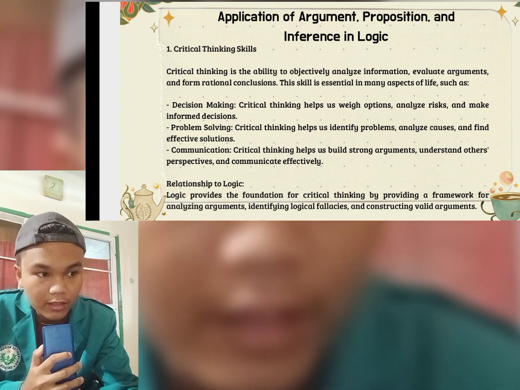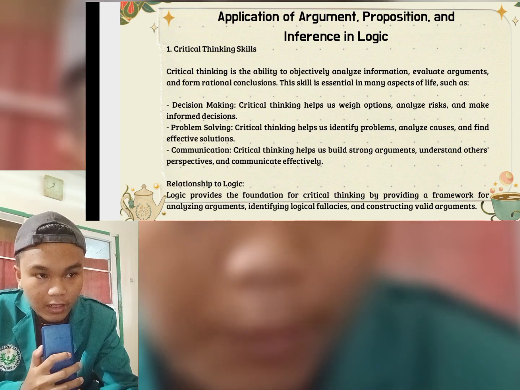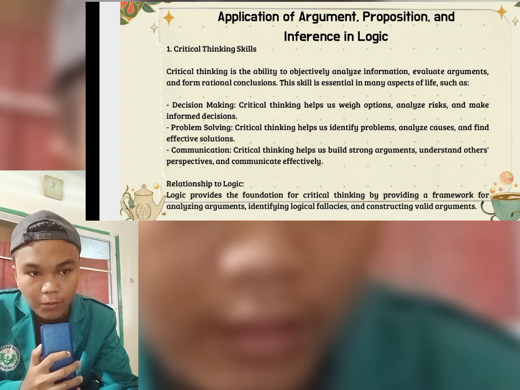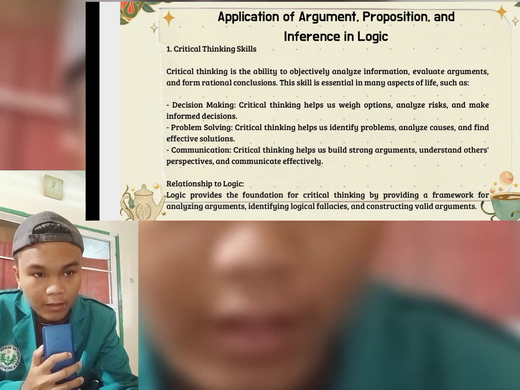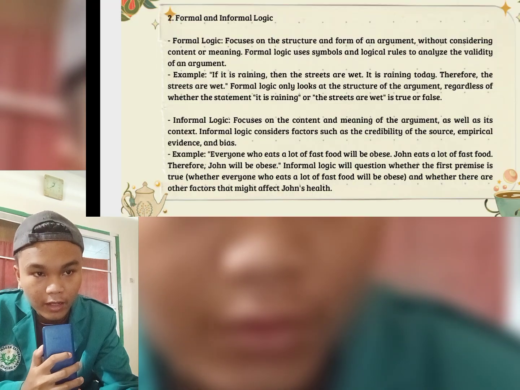Number one, critical thinking skill. Critical thinking is the ability to objectively analyze information, evaluate arguments, and form rational conclusions. This is a skill essential to many aspects of life. This is the explanation, guys: decision making, problem solving, communication, relationship to logic.